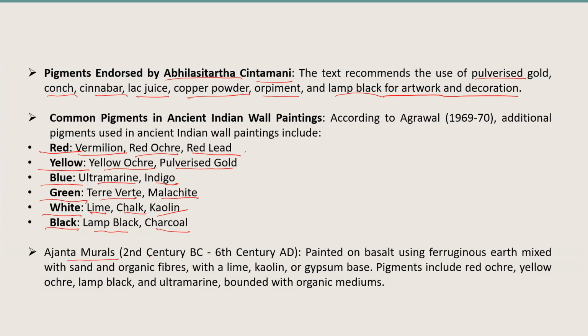Ajanta murals, 2nd century BC to 6th century AD, painted on basalt using ferruginous earth mixed with sand and organic fibers with lime, kaolin, gypsum base. Pigments include red ochre, yellow ochre, lamp black and ultramarine bound with organic mediums.